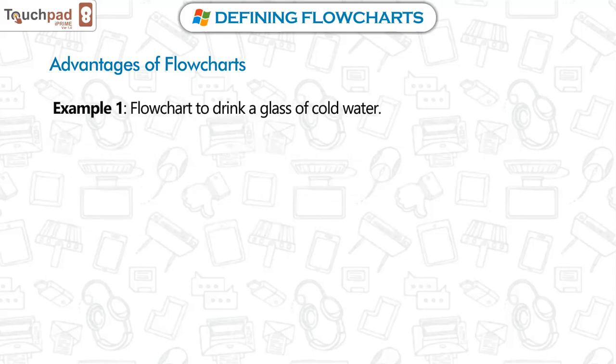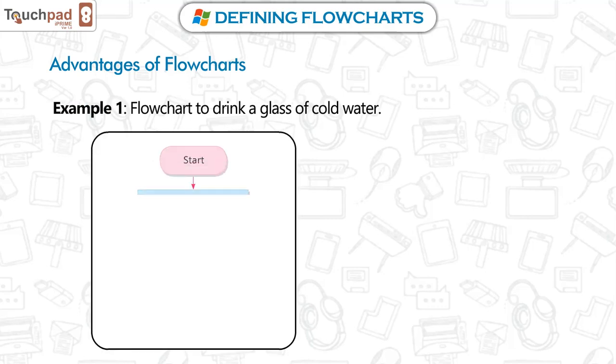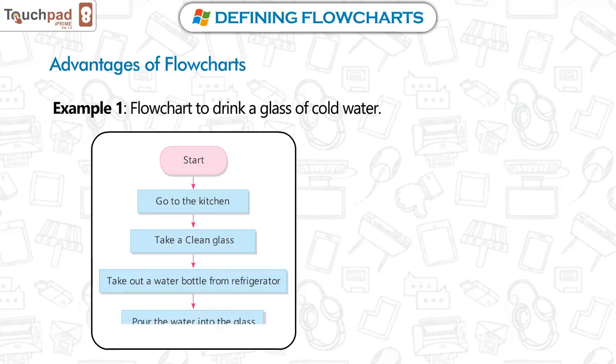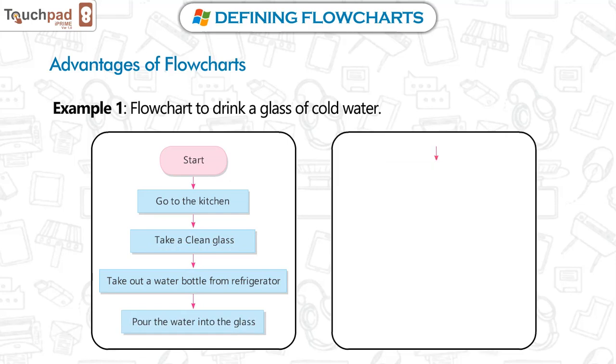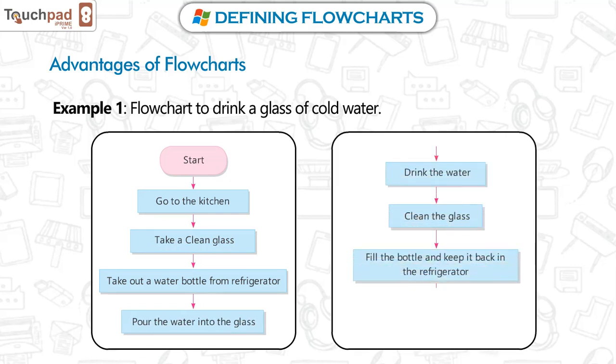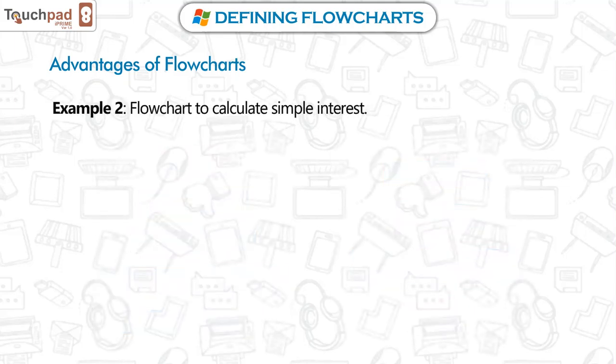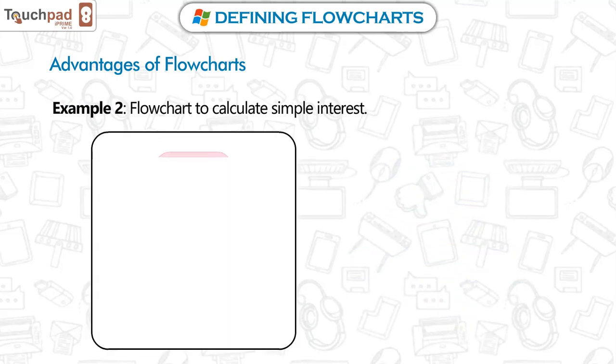Example 1. Flowchart to drink a glass of cold water. Start, go to the kitchen, take a clean glass, take out a water bottle from the refrigerator, pour the water into the glass, drink the water, clean the glass, fill the bottle and keep it back in the refrigerator. Stop.